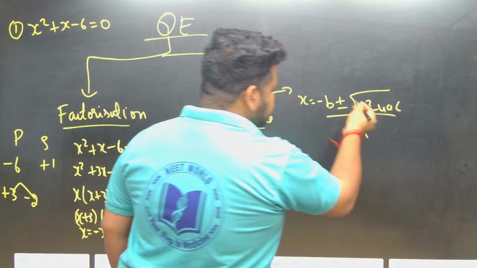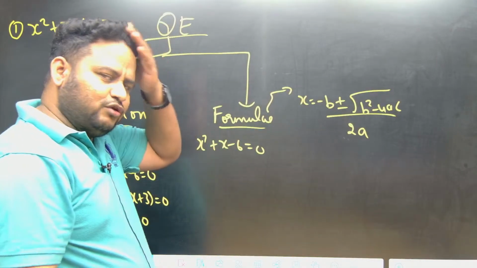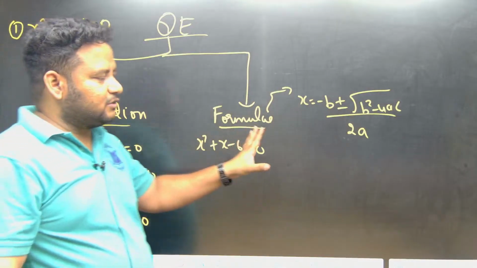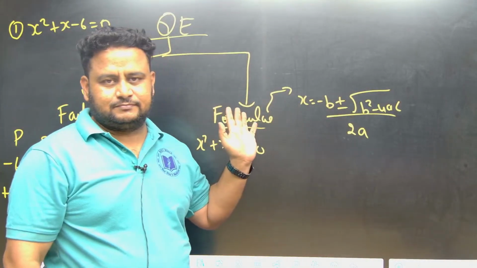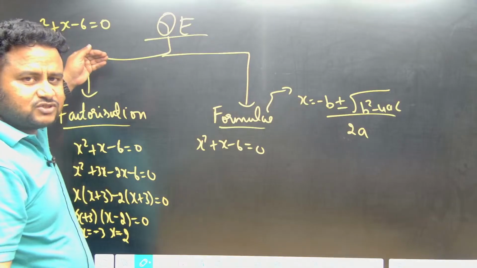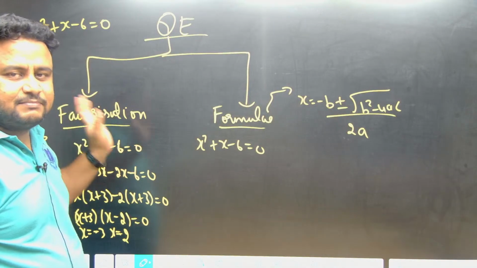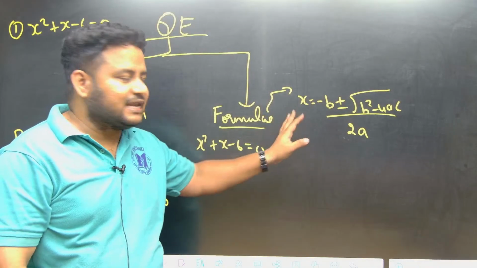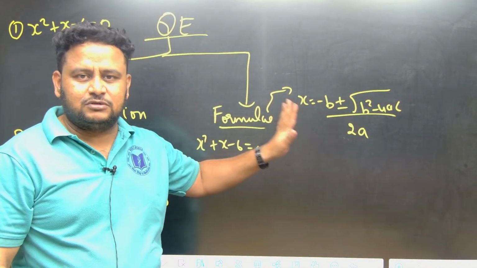This is called the Sridhara's formula, okay, and you will be using it in multiple places. Suppose you don't know how to factorize, the simple way to get the answer is to use the formula method. A lot of the questions you can solve using the factorization method, but some of the questions we are not able to factorize easily, then directly apply the formula method, and easily you will be able to solve the question.